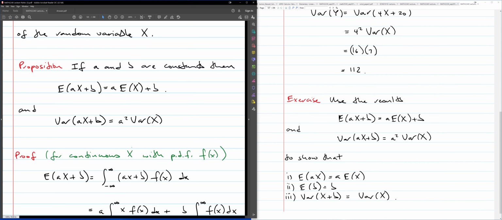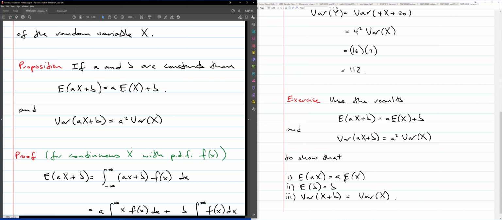So here's a not difficult exercise that you can do. Given the two results that we just saw, that the expected value of ax plus b is equal to a times the expected value of x plus b, and the variance of ax plus b is equal to a squared times the variance of x.